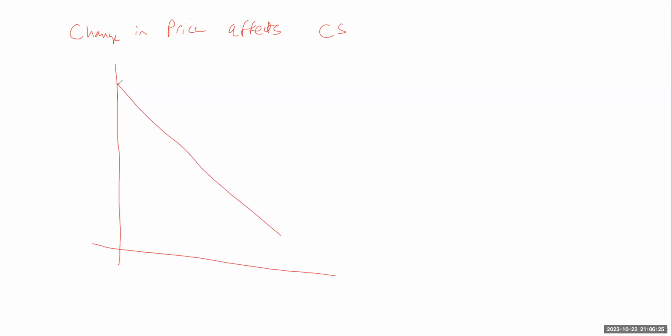Changes in price. A change in price affects consumer surplus. So let's draw this. Here's the demand curve. Here's quantity of pizza. Here's price of pizza. That's the demand curve. And let's suppose the price is P1 and people are buying Q1. Consumer surplus would be marked by, say, A. That's the area of this triangle right here.